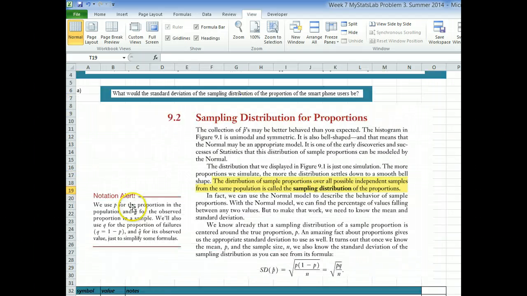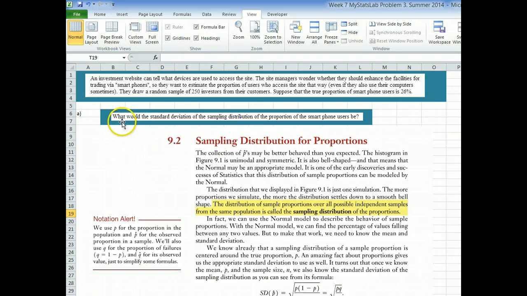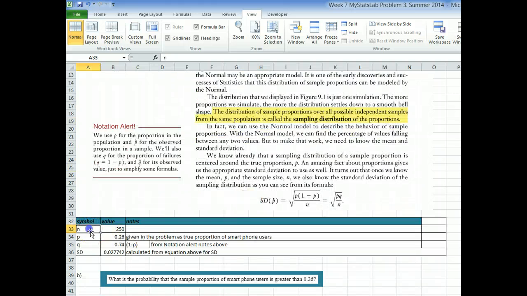So if we were to do that, which is what is asked in part A, the standard deviation, N is 250, P is 0.26, and this is given in the problem as the true proportion of smartphone users. To calculate Q, it is 1 minus the value of P, which is there, and if you look at the formula here, you can see how we got to it, and that's coming from the notes.